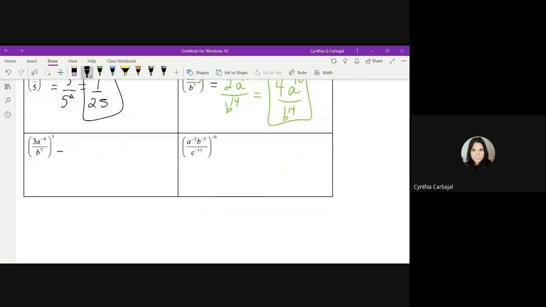Okay, here we're going to have 3 to the power of 3, a to the power of negative 12, b to the power of 21. We don't want a negative. It's going to be 27 over a to the positive 12, b to the 21. Only the a had an exponent of negative 12, so only the a moved.